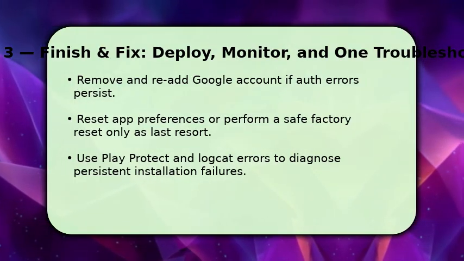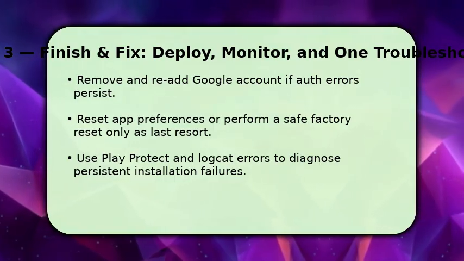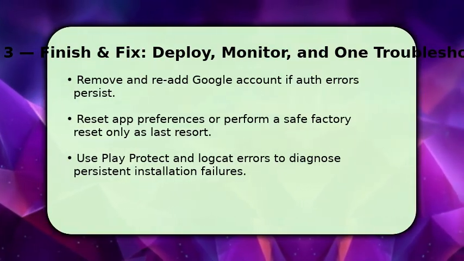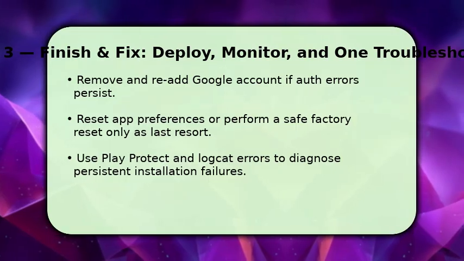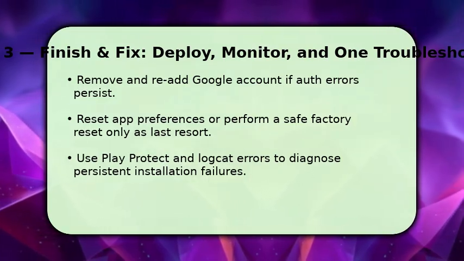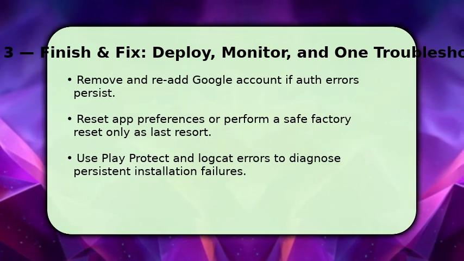If problems continue, run Play Protect and capture installation error codes or logcat output. That diagnostic info points to permission, signature, or storage corruption issues and guides the next targeted fix.